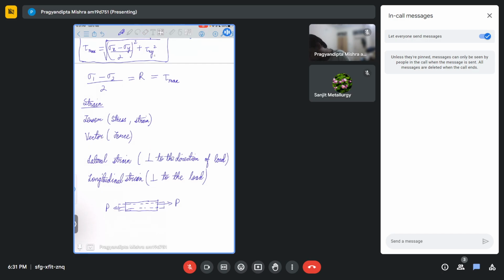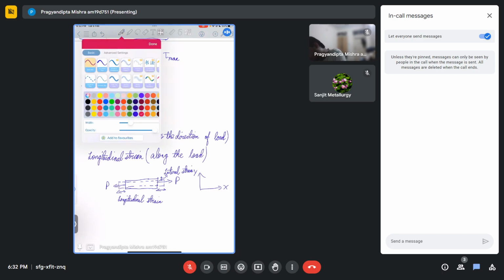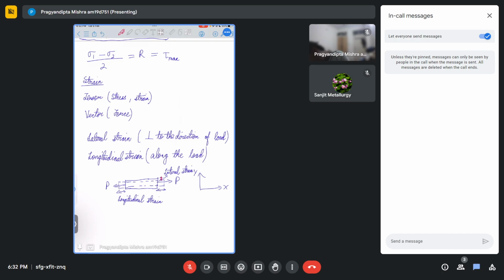Lateral is perpendicular to the direction of load. Longitudinal is along the load. Okay. Yeah. Now it makes sense. So if I'm applying a load along some direction, let's say here in this case we are applying it along the x direction, a longitudinal strain would be measured here. So this will be a longitudinal strain. While your lateral strain would be measured here.